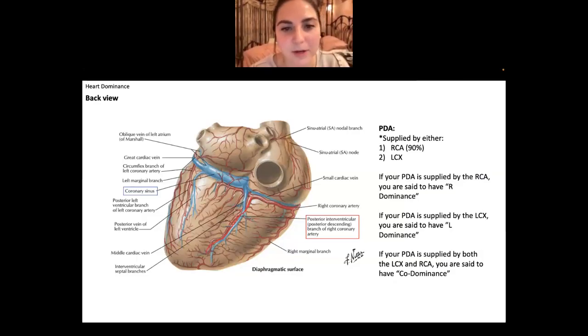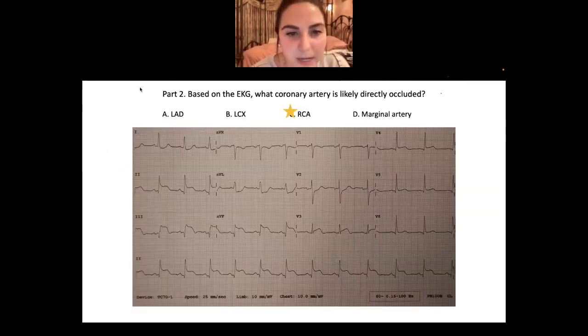So here's the back view, here's the PDA, and even in this Netter picture, it's showing a right dominant heart, so the PDA is coming off of the RCA. Notice too, in this question, I didn't put PDA as an option, because I think that wouldn't be fair, but keep in mind that can happen. When it does, look for hints in the vignette, like maybe they said something about heart dominance that I missed, or they gave me another clue of some sort, like a direct occlusion.